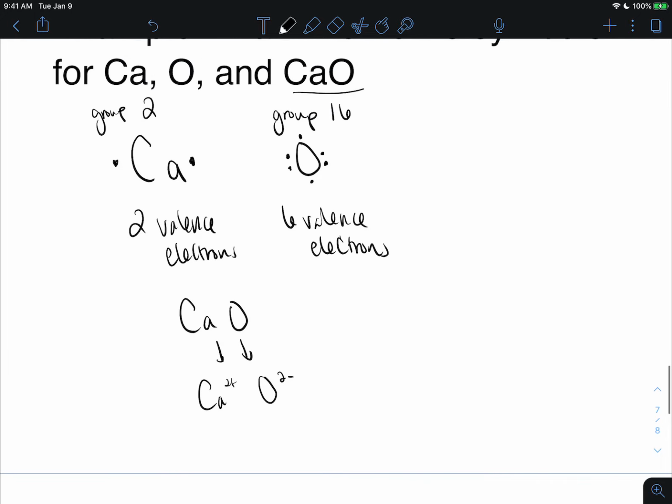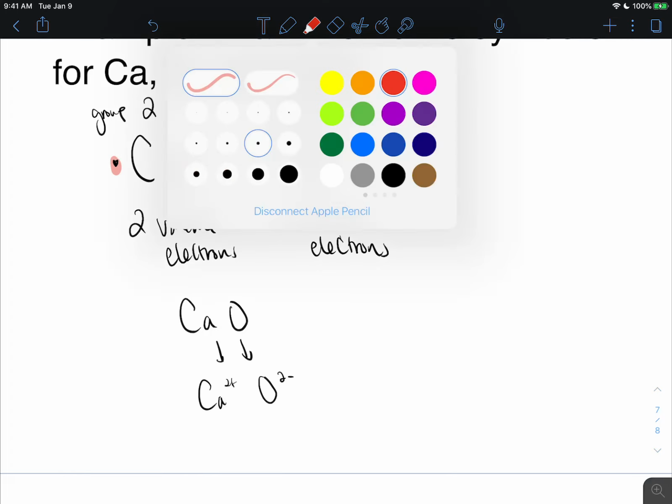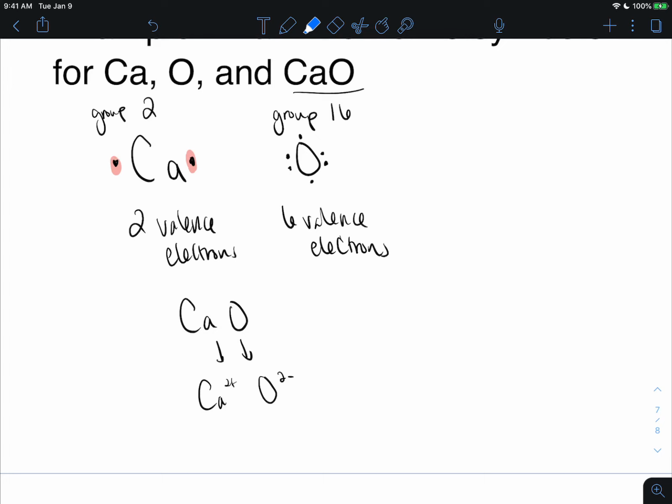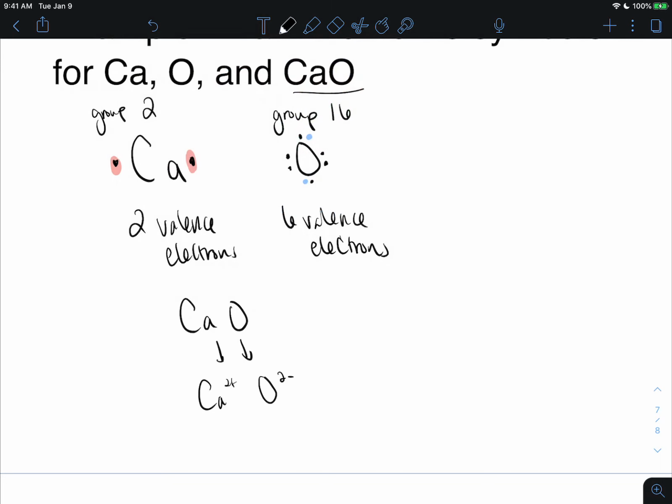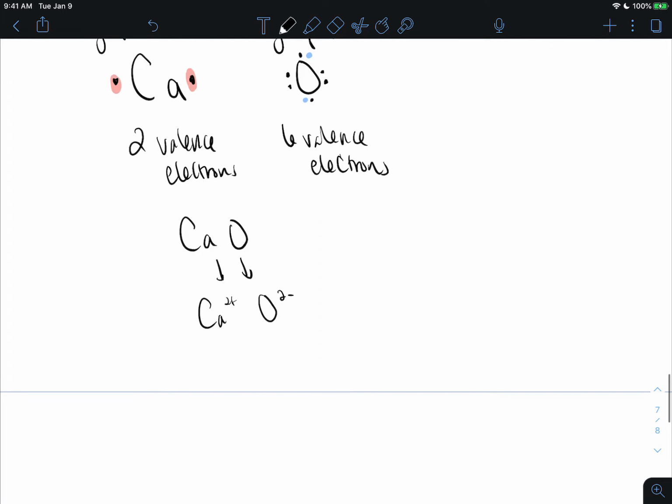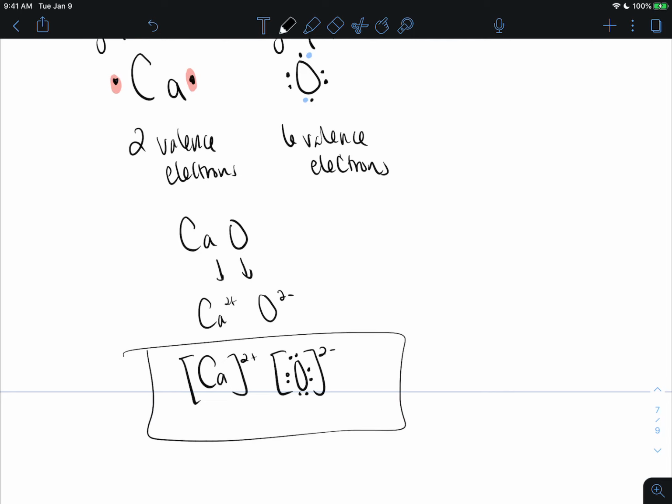So to go from calcium to calcium 2 plus, we're going to remove these 2 electrons. And then to go from our oxygen to oxygen 2 minus, we're going to add electrons in. And what we get is calcium 2 plus and oxygen 2 minus, like so. So this would be our Lewis symbols for either our atoms or ions.